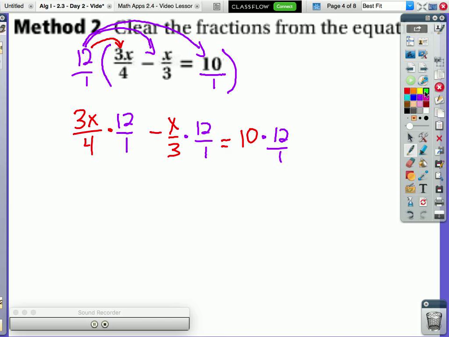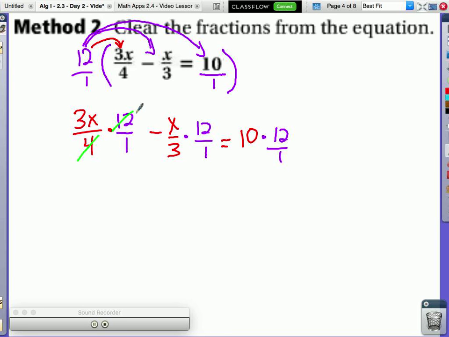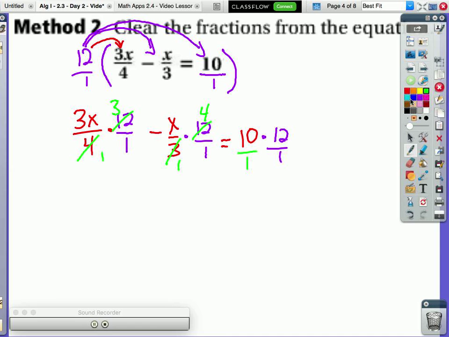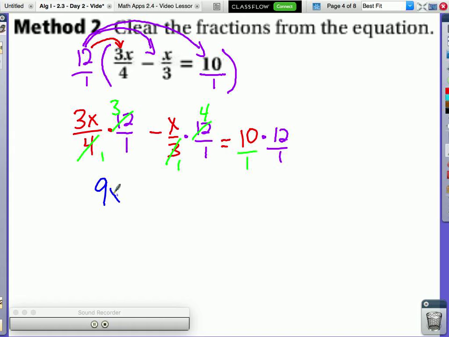Now the reason we want to do that is when we multiply each of these fractions, cross cancel, 4 goes into 12 3 times. Notice the bottom, no more fractions. We have the number 1 left. 3 goes into 12 4 times. Notice everywhere in this entire problem, the denominator is 1, so that means we eliminated our fractions. Now we just multiply. We have 3x times 3, 9x, minus x times 4, 4x, equals 10 times 12, 120. Combine our like terms.